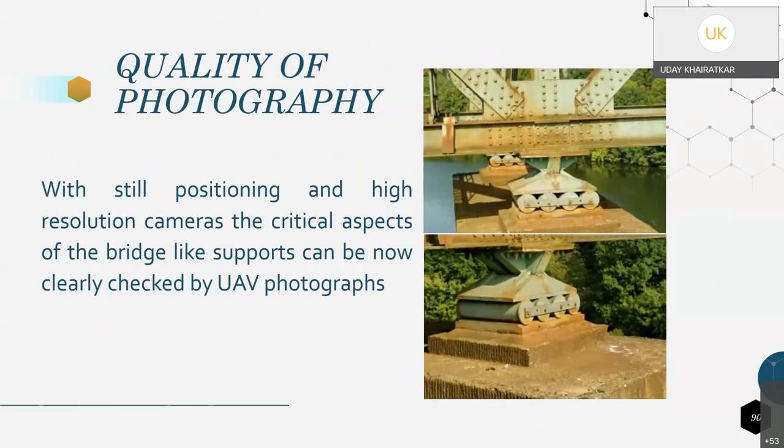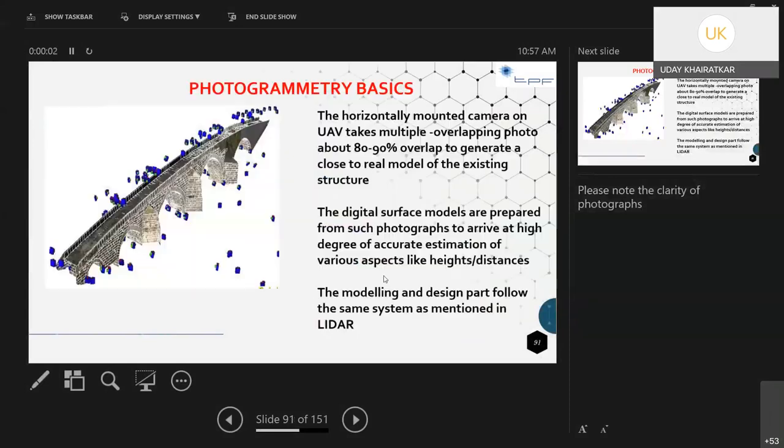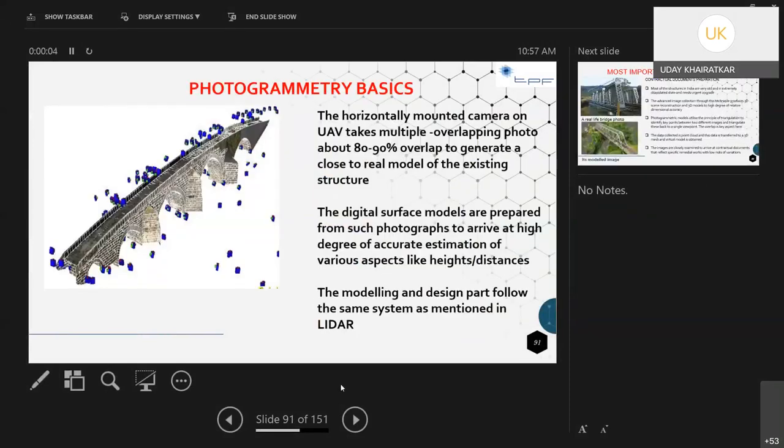You can see the quality of the photograph. Everything can be photographed in very, very close quarters. The horizontally mounted cameras on UAV take multiple overlapping photos, about 80 to 90% overlap, to generate a close to real model of the existing structure.